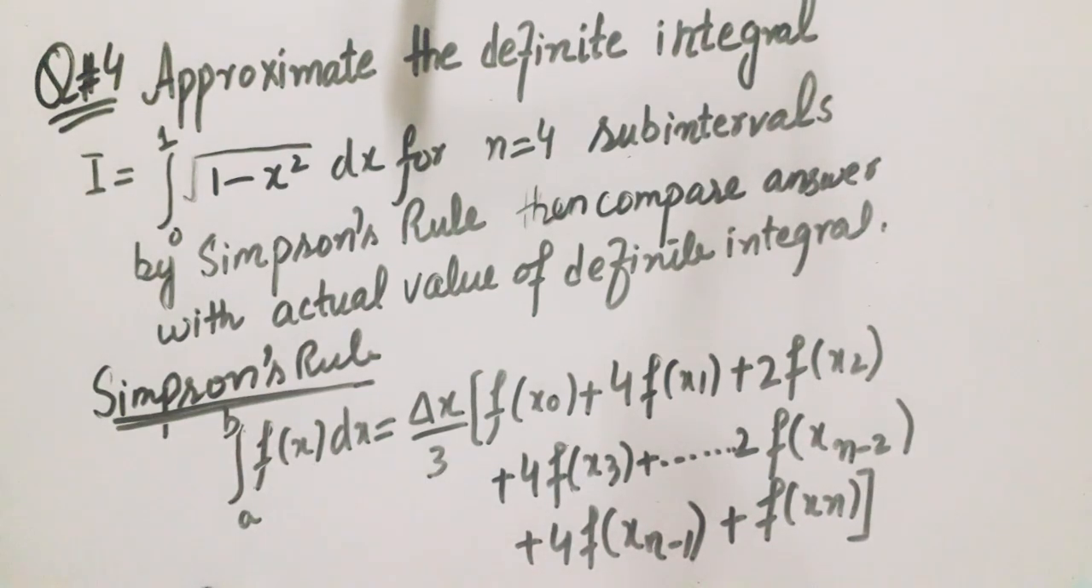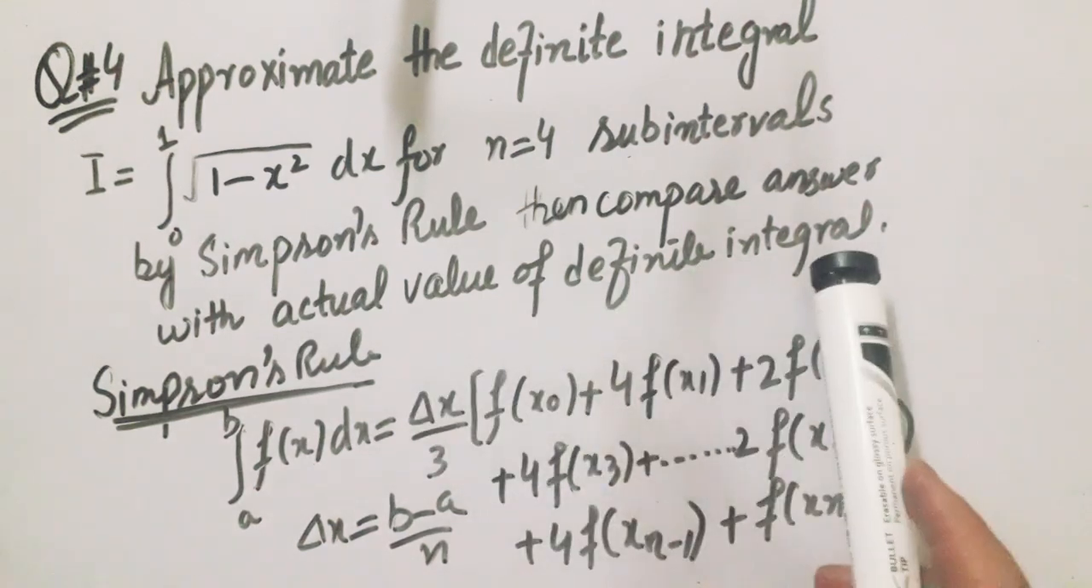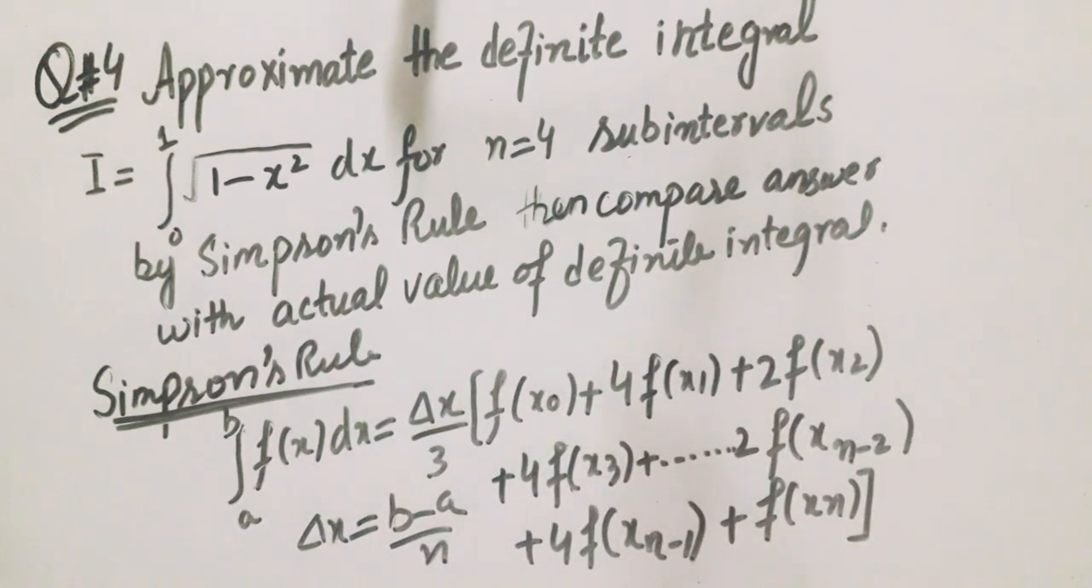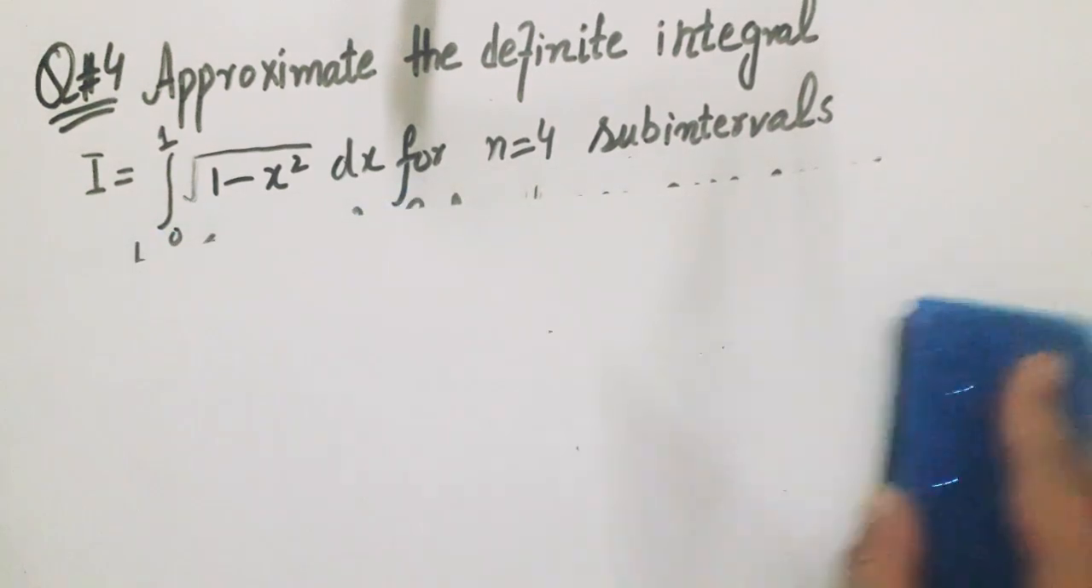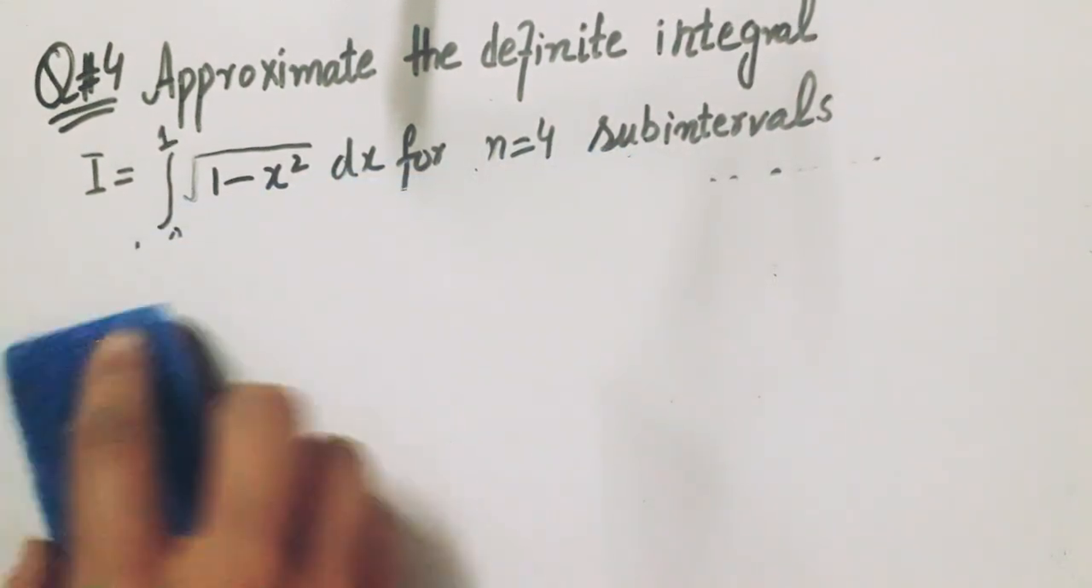Now what is the del of x? So del of x is always equal to b minus a divided by n. So we will apply this rule in this question and then find the answer. So we will start the solution for this.